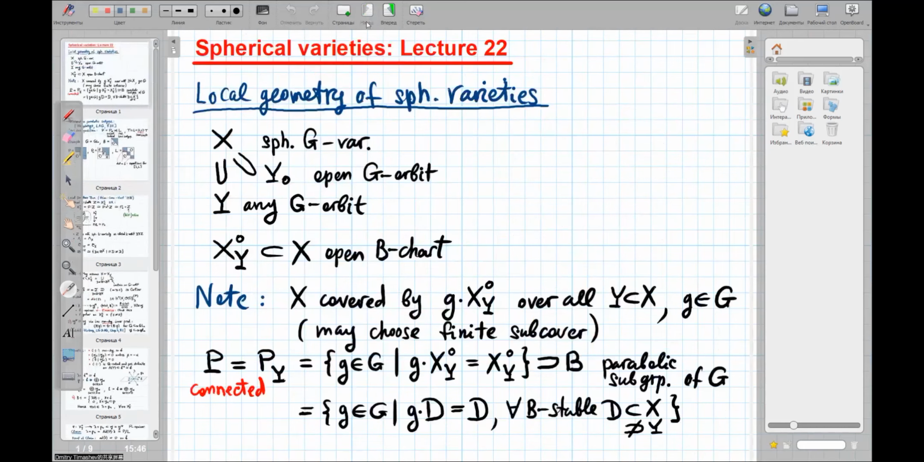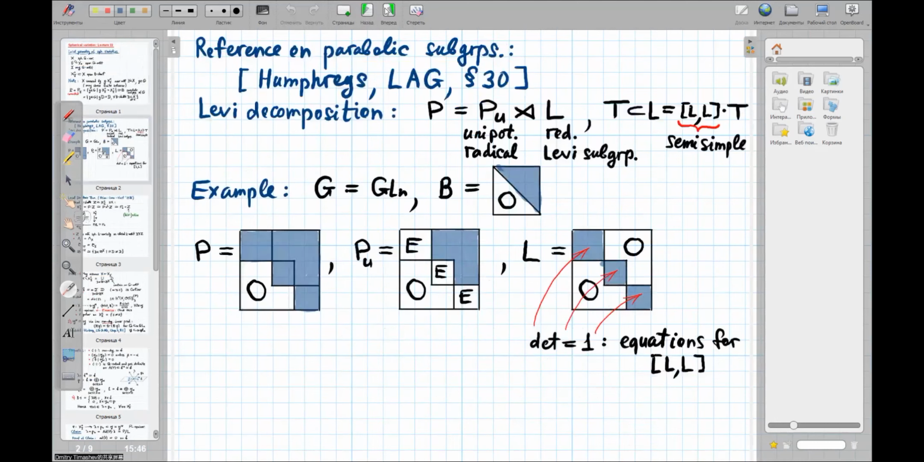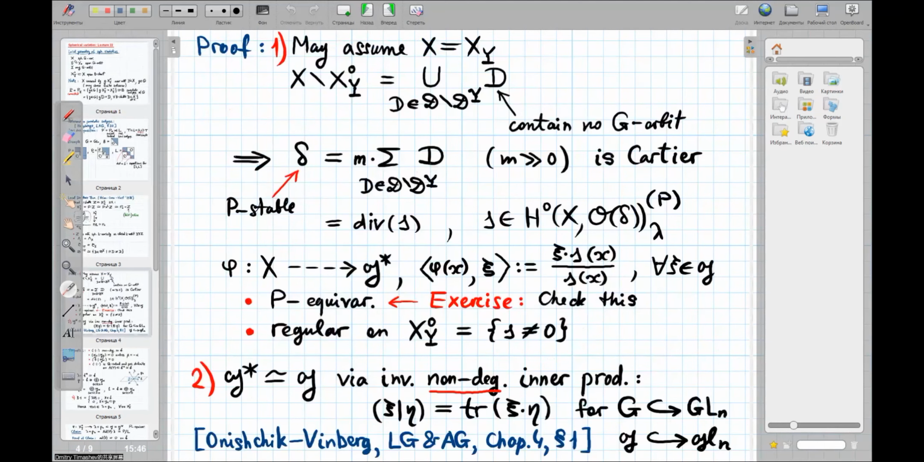This is because of this property. P can be defined like this. It is the common stabilizer of all D's not containing Y. And the divisor delta is just the sum of these D's. So P is exactly the stabilizer of delta. And therefore, it is exactly the stabilizer of this line. I mean, delta is the sum of D, so P stabilizes delta. This is right, but why is P precisely the stabilizer?